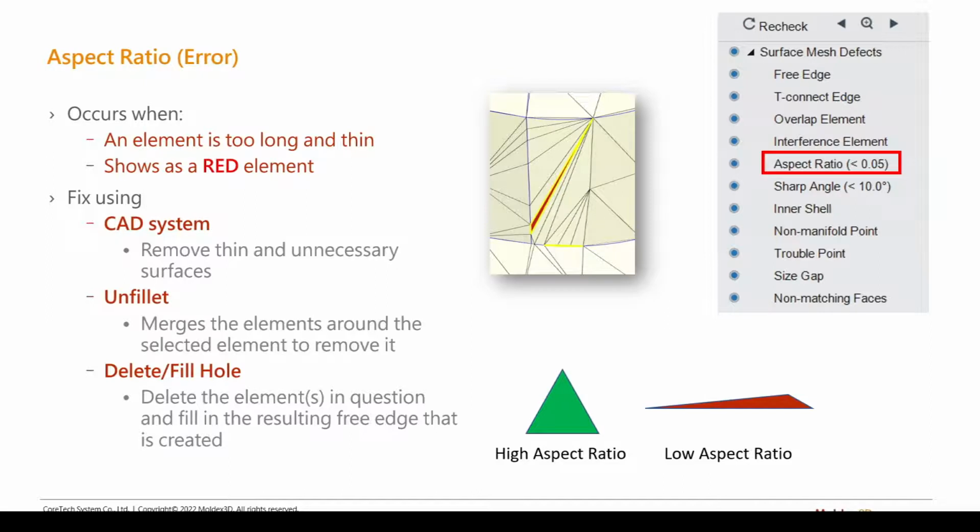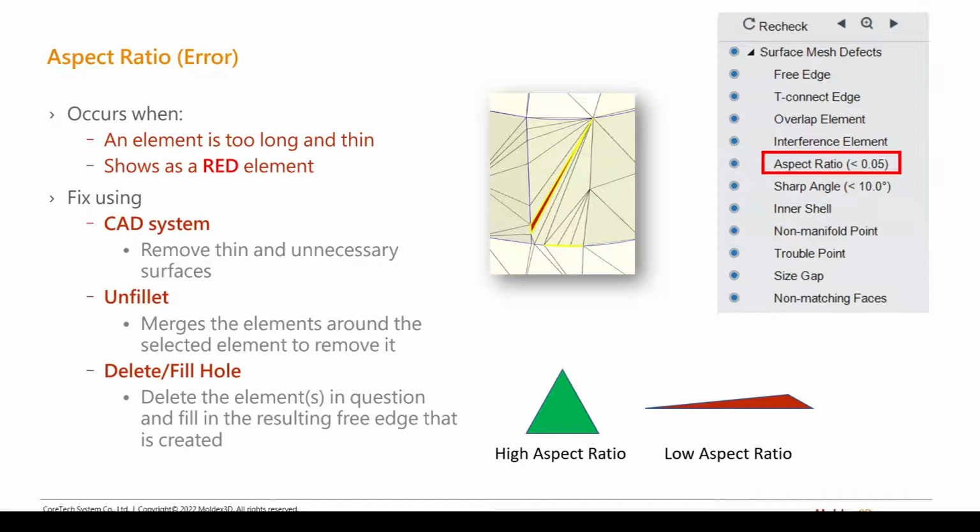With the CAD system, you can remove thin and unnecessary surfaces. Sometimes you'll actually get a group of aspect ratio problems along a fillet or a chamfer or a rib or something like that. And removing some of those unnecessary surfaces can really benefit you in the long run, especially if it's a repeated feature. Otherwise, you'll be most of the time using unfillet.